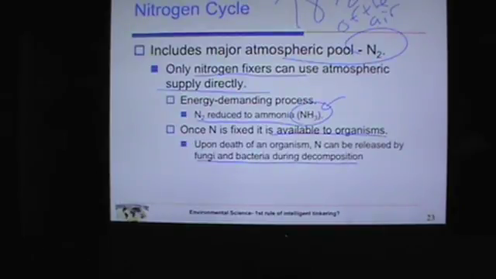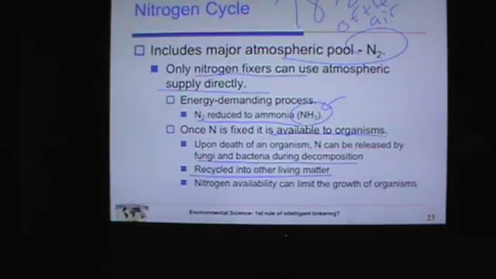When an organism dies, that nitrogen is released by the fungi and the bacteria. Sometimes it's released all the way back to nitrogen gas. More often than not, it goes to ammonia or nitrate or other forms, usable forms. It can be recycled very quickly into other living matter. Nitrogen availability can limit the growth of organisms in certain conditions.